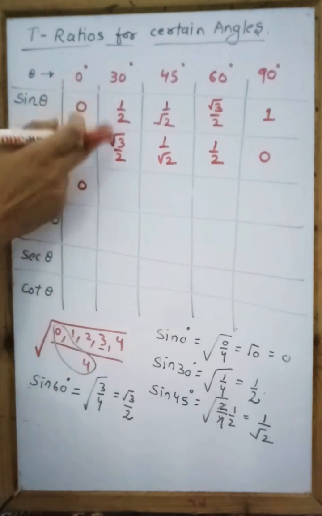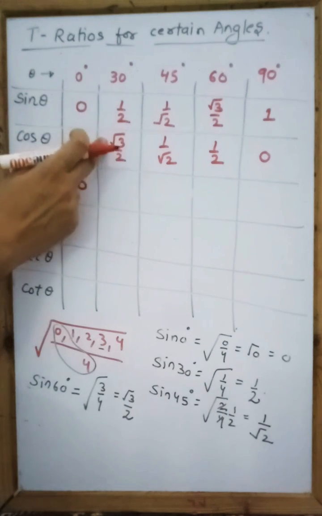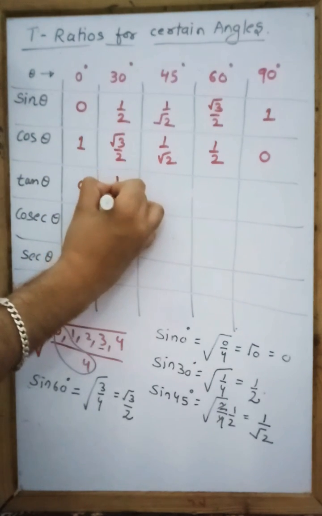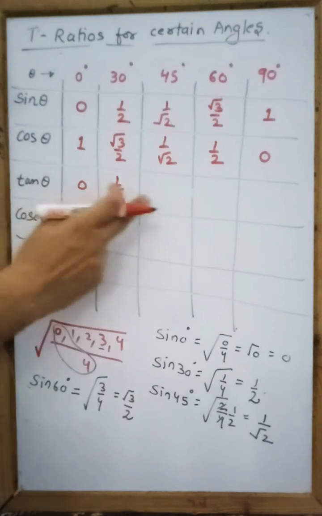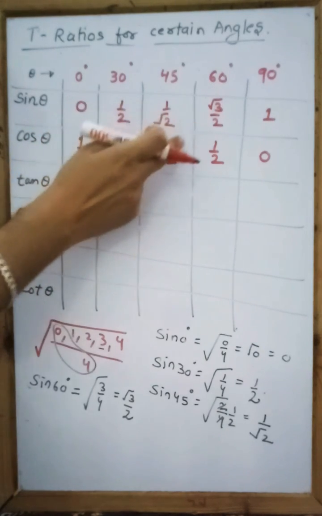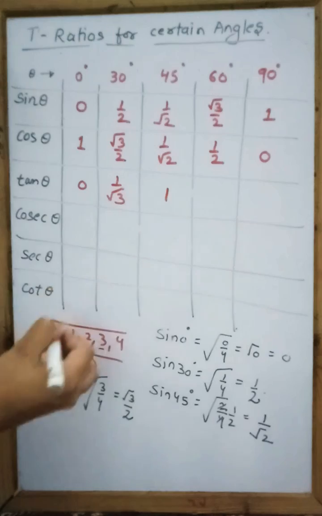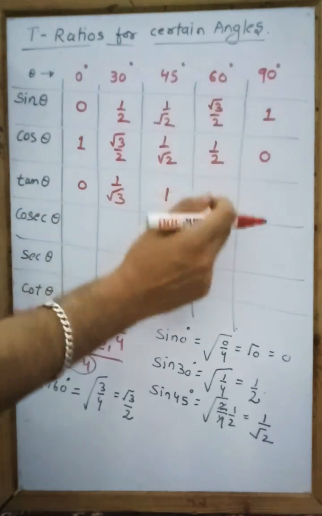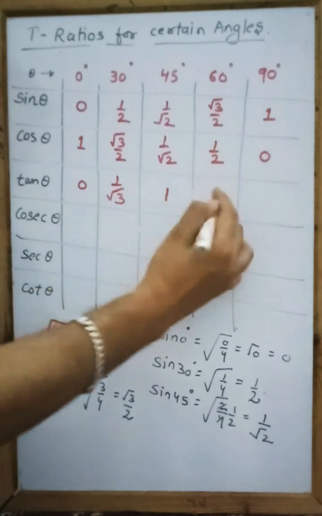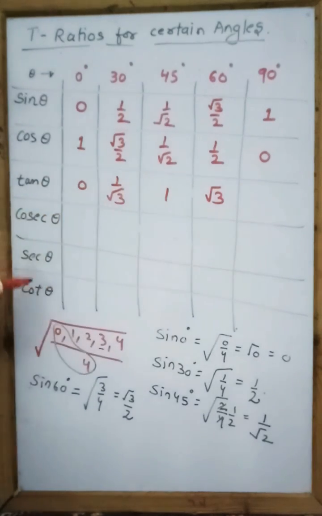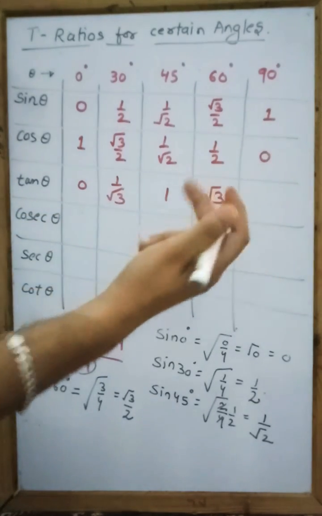If I ask you what is tan 30, so 1 by 2 divided by root 3 by 2, you will find that it will be 1 by root 3. If I ask you tan 45, 1 by root 2 divided by 1 by root 2, that will become 1. If I ask you tan 60, then root 3 by 2 divided by 1 by 2, which will become root 3. And if I ask you tan 90, now this is very important.